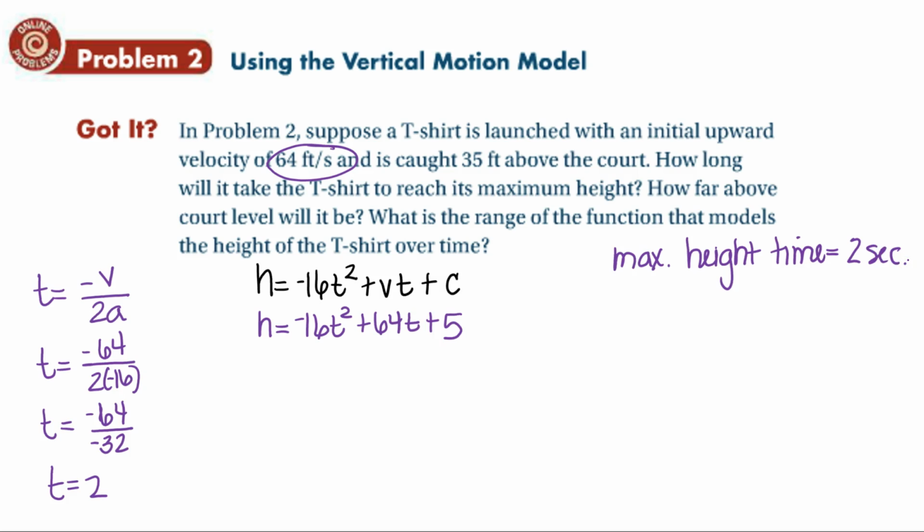which we expected, should be less. The initial velocity wasn't as great, which means that we also know it's not going to go as high if it's not starting with the same initial velocity. Now we have to take the 2 and substitute it in for t. So h equals negative 16 times 2 squared plus 64 times 2 plus 5.